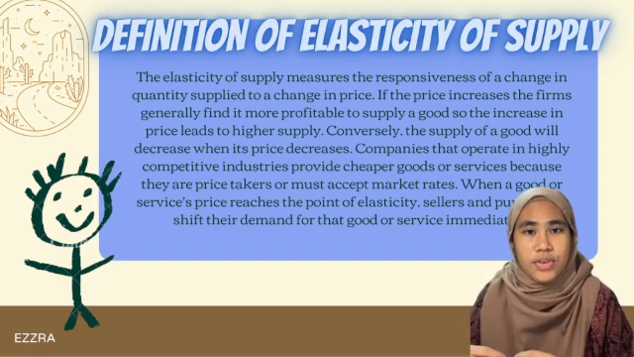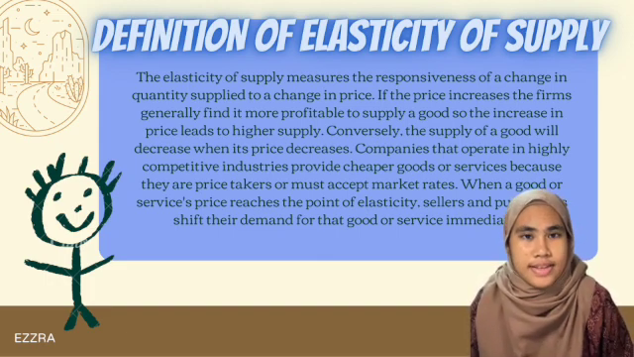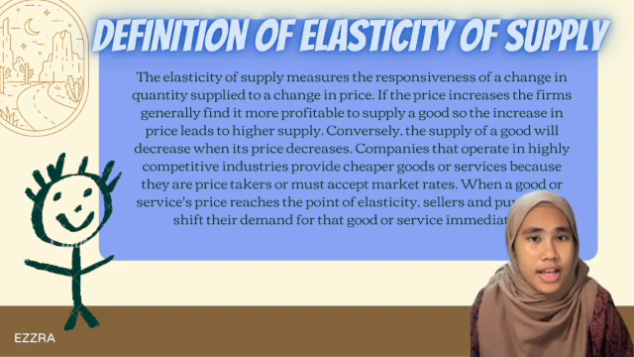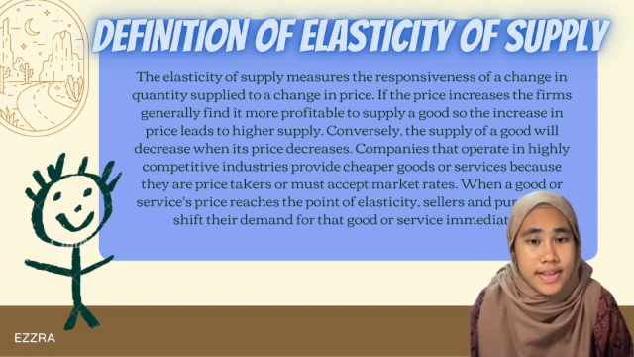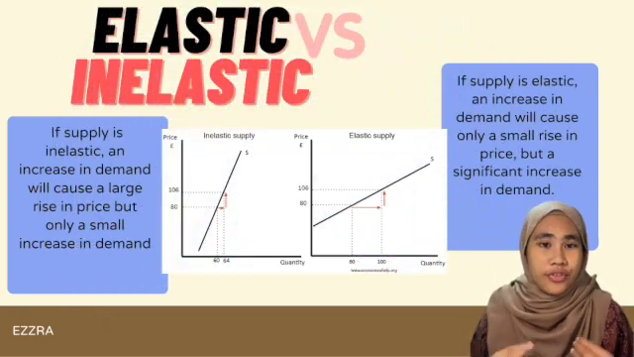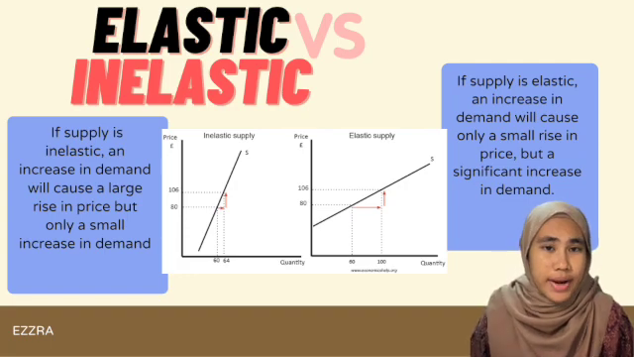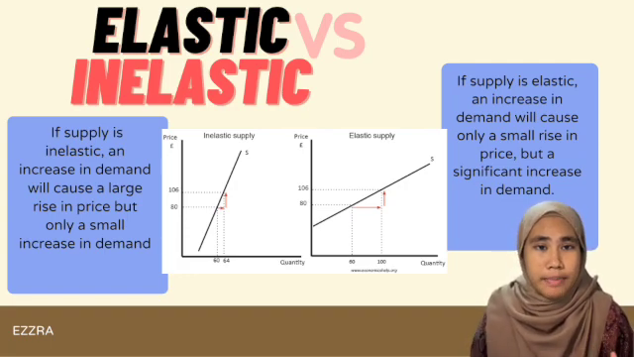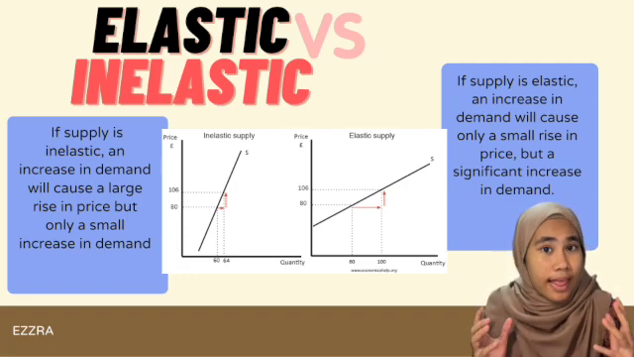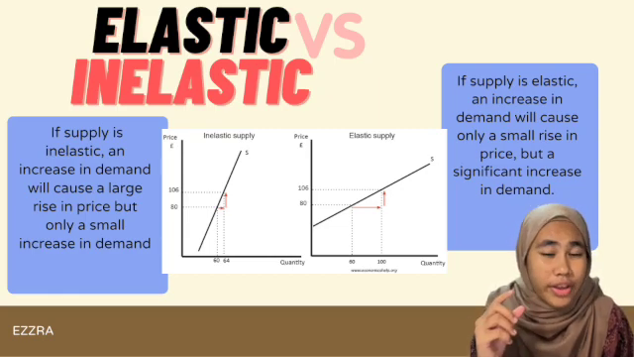Inelastic is the reverse of elastic. When the demand for an item or service is inelastic, suppliers and buyers are less likely to adjust their demand as the price changes drastically. Analyze the situation. First, if supply is elastic, an increase in demand will cause a small rise in price, but a significant increase in quantity. But if the supply is inelastic, an increase in demand will cause a large rise in price, but only a small increase in quantity.